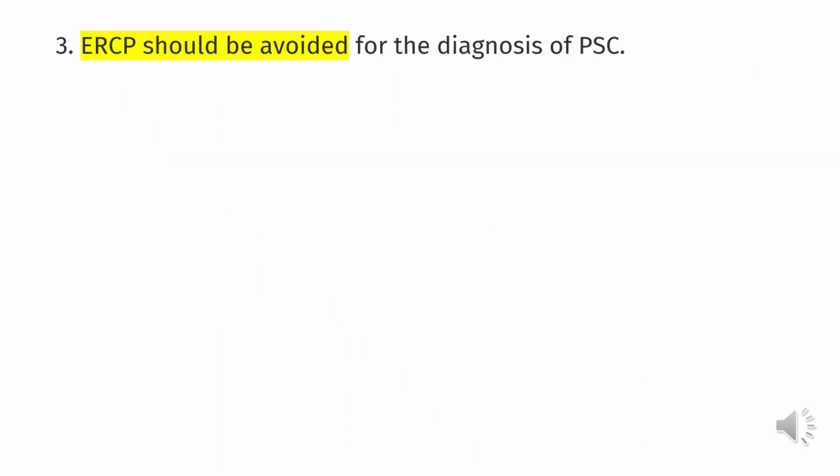Many people may think that ERCP is essential for a diagnosis of PSC, but actually this is not the case. ERCP should be completely avoided for the diagnosis of PSC. PSC is mainly an image-guided diagnosis, and if the imaging is not conclusive, the next step should be obtaining liver biopsy for histological evidence. This goes along with the cholestatic pattern on liver biochemistry.